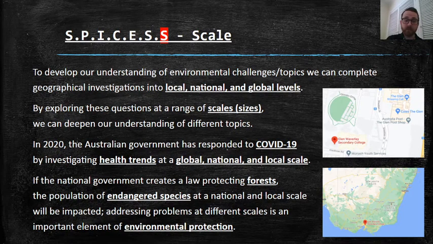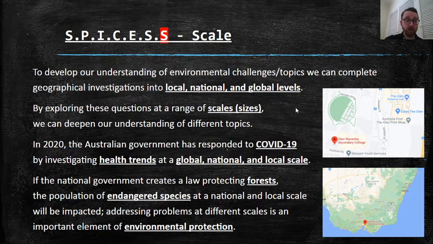For example, in 2020, the Australian government responded to coronavirus, to COVID-19, by investigating health trends at global, national, and local scale. So they look at the coronavirus case numbers in Mount Waverley. They look at them in Melbourne, Australia, China, America, Japan, all over the place. And using all that information, investigating geography at different scales or sizes, gives us a better understanding of how to address this crisis.